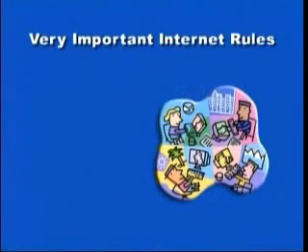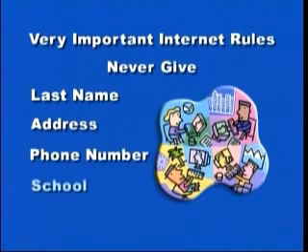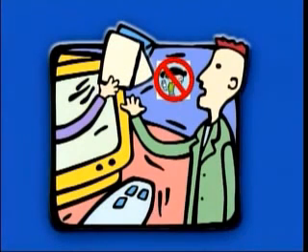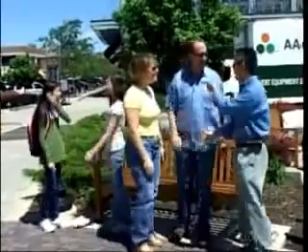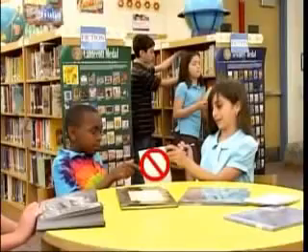So here are some very important Internet rules everyone should follow. First, never give your last name, your address, your phone number, or tell where you go to school. Next, never email a picture of yourself to a person you've met online. Third, if someone says something that makes you uncomfortable, get your parent. Moreover, you should never meet an online acquaintance unless a parent or parents come along. And you should never give your password to anyone.